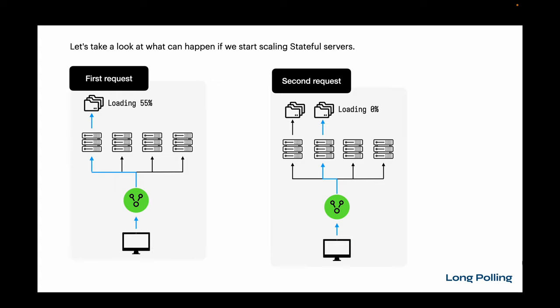The problem is that the second server doesn't know about the ongoing loading process. Therefore, we need a mechanism to ensure that the load balancer consistently directs requests from a specific client to the same server every time.